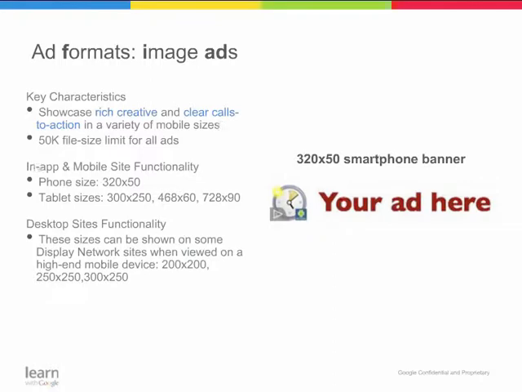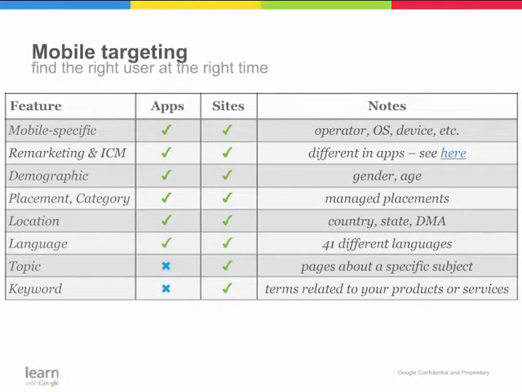We have a 50 KB file size limit for all ads. This is designed to keep things as lightweight as possible. The main mobile phone size is 320 by 50, not the 300 by 50 version you may have used in the past. If you are running legacy campaigns with the 300 by 50 variety, you should update these campaigns to maximize your reach and scale.